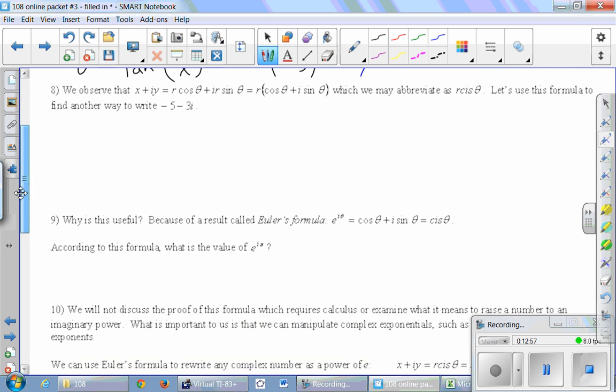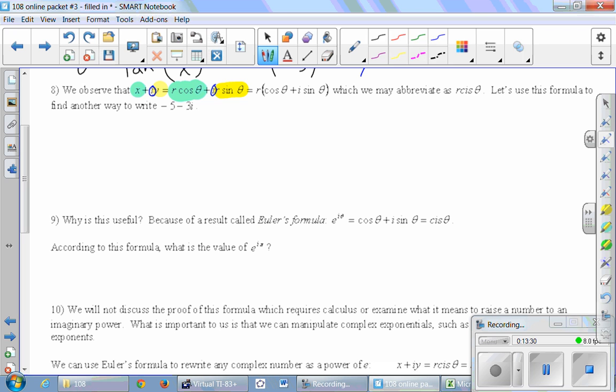And then we come down here, 8. We observe that x plus iy is equal to r cosine theta plus i times r sine theta. Let's pause there and make sure we believe it. Well, we did see the equation just a moment ago that x is equal to r cosine of theta. And we also saw that y is equal to r sine of theta. And I don't quite have room to do any more highlighting, so I'll just circle the i copied over here. Okay, so we should believe that first equation.